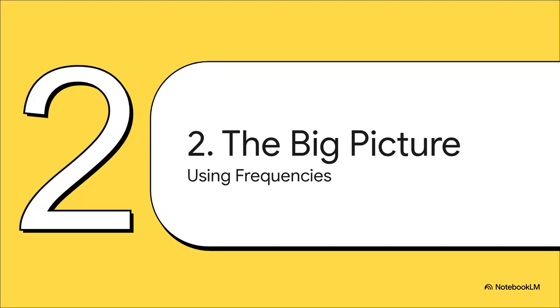Okay, our data is all cleaned up and ready to go. So, now what? Well, it's time for step 2, getting the big picture. Before we can answer our big question, we have to understand who the people in our survey are. And for that, we're going to use a simple but really powerful tool called frequencies.